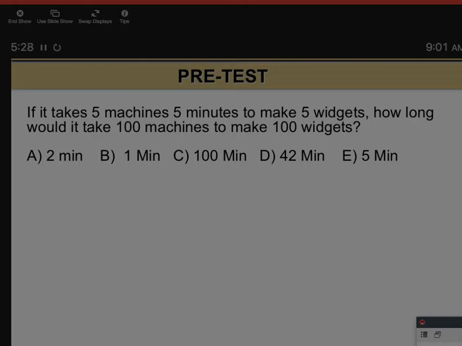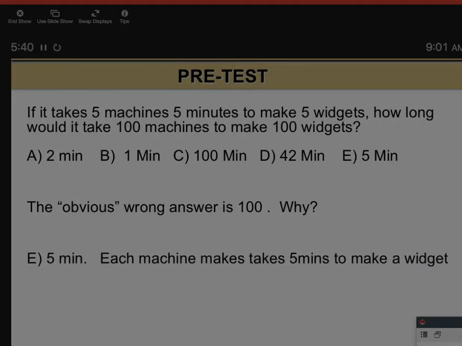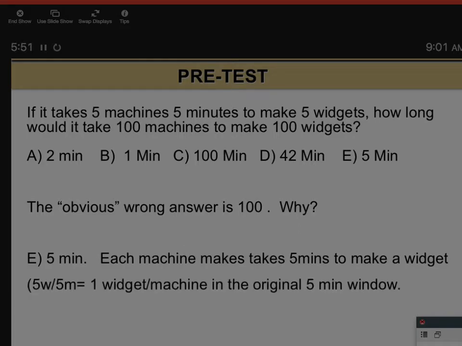So that's why the answer is C. They don't get faster or slower. The obvious wrong answer is C, 100, okay? Because each machine takes 5 minutes to make a widget. If 5 machines take 5 minutes to make 5 widgets, they're producing 1 widget per machine per minute. Right? So the correct answer is E, right? 1 widget per machine in the original 5-minute window.